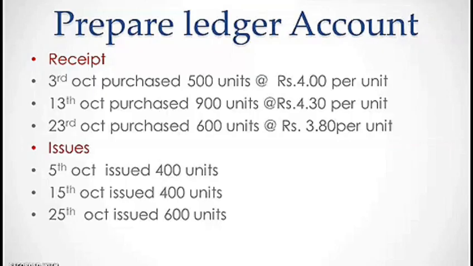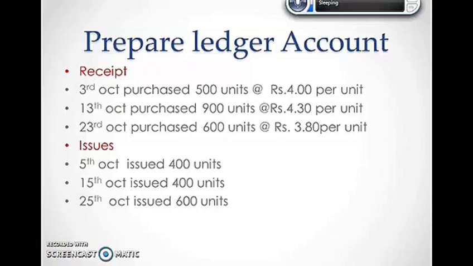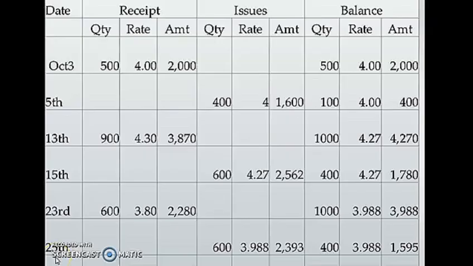Here the receipts are: on 3rd October there is a purchase of 500 units, on 13th October a purchase of 900 units, and on 23rd October a purchase of 600 units. The rate is also given. The issues are: on 5th October 400 units, on 15th October 600 units, and on 25th October 600 units. As we all know from the previous videos, how to frame these columns.